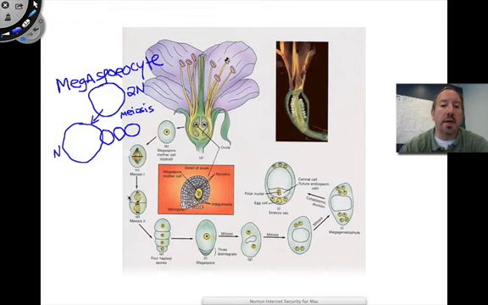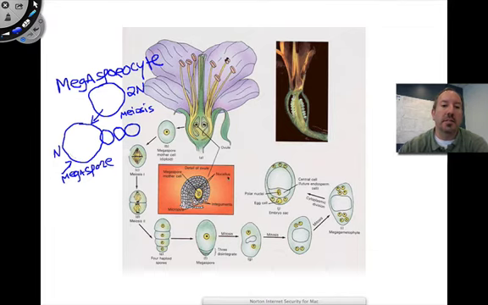And then just like in the male, here's the 4 of them. Notice how one of them is much larger. This is the megaspore right there. Megaspore. Okay, megaspore. And then what's going to happen? Mitosis. Are you ready for this?